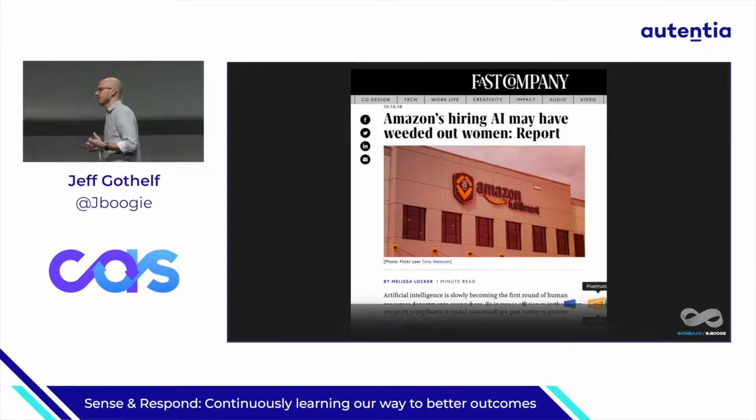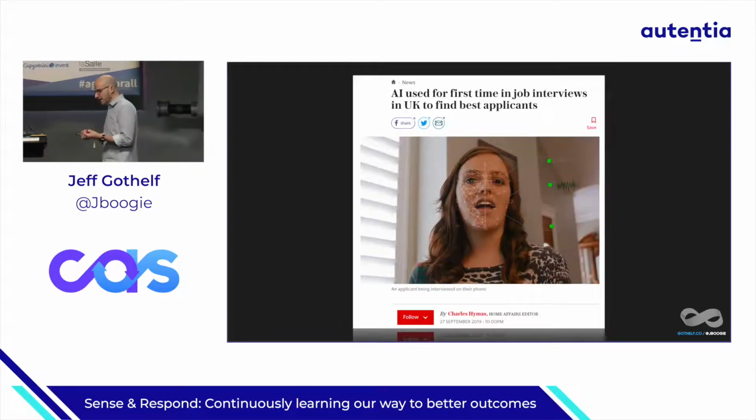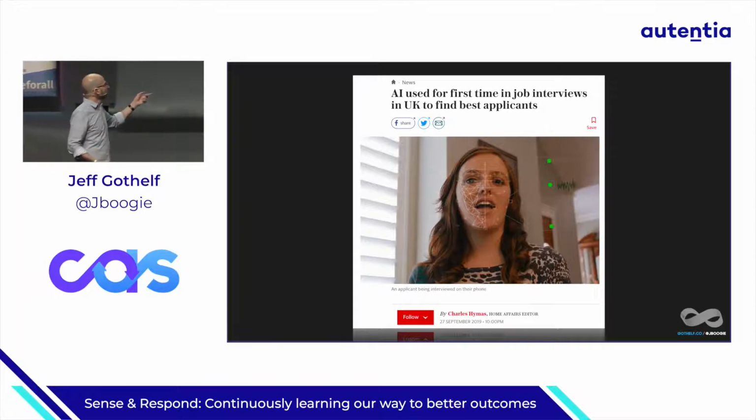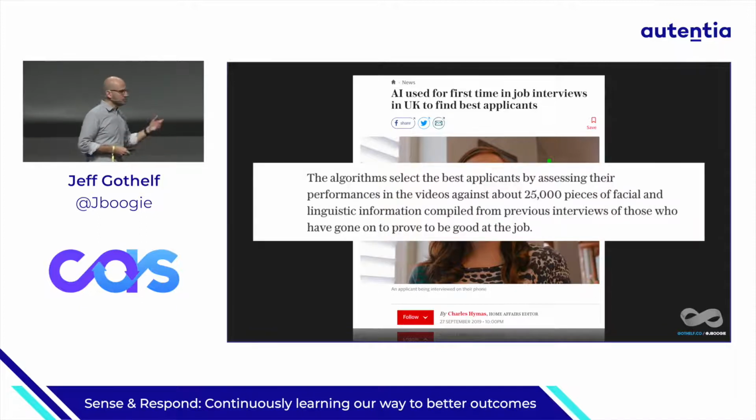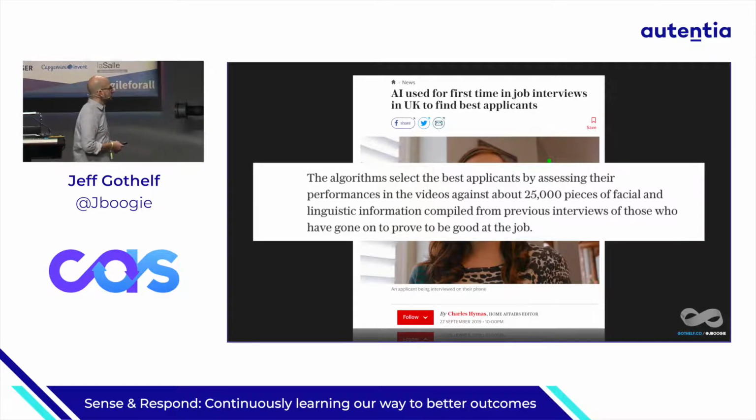But the biases of us end up in the code that we write. Another really good example is this one. There's a company in the UK right now that is asking you to submit video for a job interview, and then they are comparing that video through an algorithm to 25,000 other pieces of video of other people who supposedly did a good job in that position that you're applying for, and then based on that video comparison, they're deciding whether or not you're a good candidate, right?